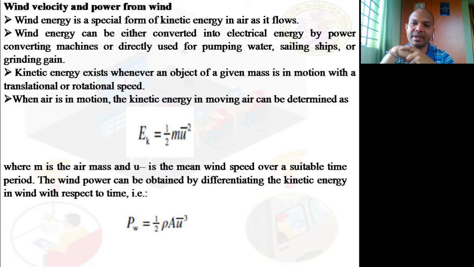Wind energy can be converted into electrical energy by power converting machines, wind turbines or windmills, as we call them, or directly used for pumping water, sailing ships, or grinding grain. So these are other purposes, not only converting wind energy into electrical energy, which is what we prefer in most cases. We have also used it for pumping water, sailing ships, or grinding grain. These are the different applications of wind energy.